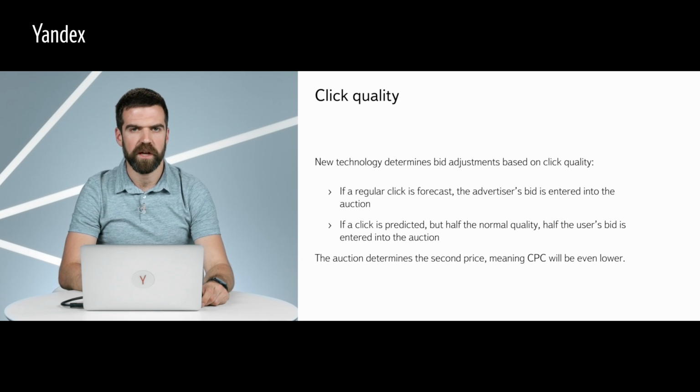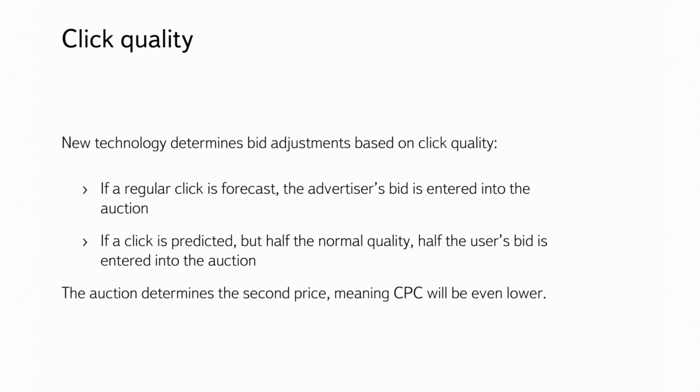So now, we calculate the quality of the potential click on each ad. If we see that the click will be of normal quality, we leave the advertiser's bid as is and enter it in the auction. If we expect that the click will be significantly lower quality, for example twice lower than normal, we will lower the advertiser's bid to correspond with the forecast click quality, in this case by submitting 50% of the advertiser's bid into the auction. The auction determines the second price, meaning CPC will be even lower.